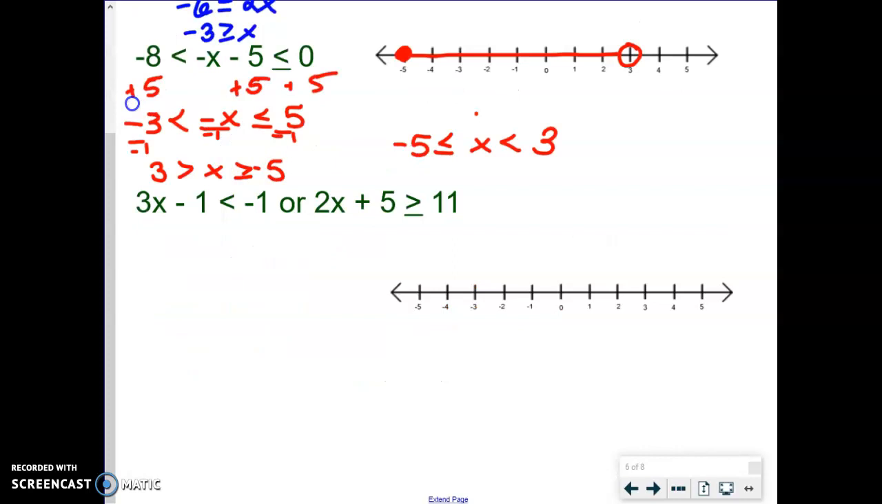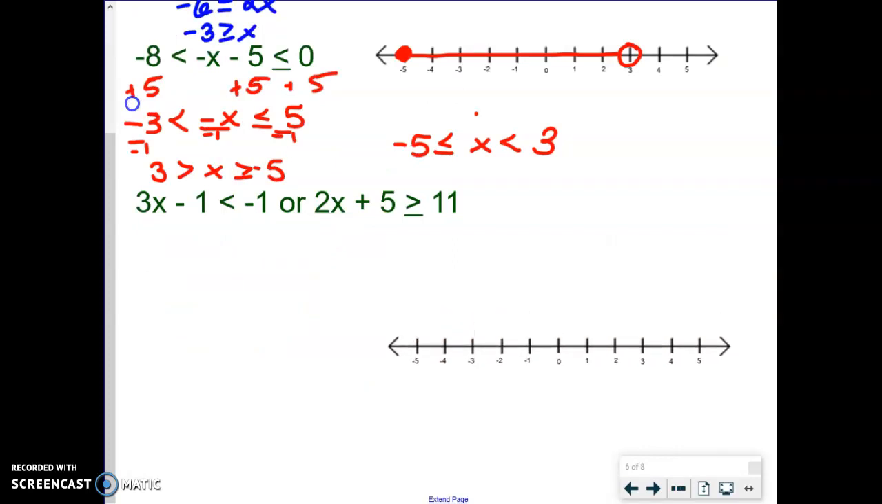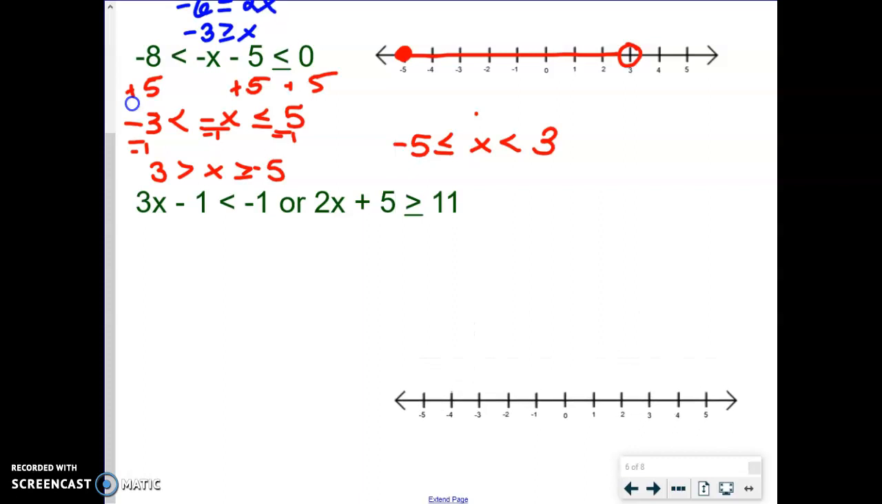Last one is an or here. The nice thing about or is we can just kind of solve them the way that we see them. We just have 2 different inequalities to solve here. So I can just focus on one at a time. I've got 3x minus 1 is less than or equal to negative 1.